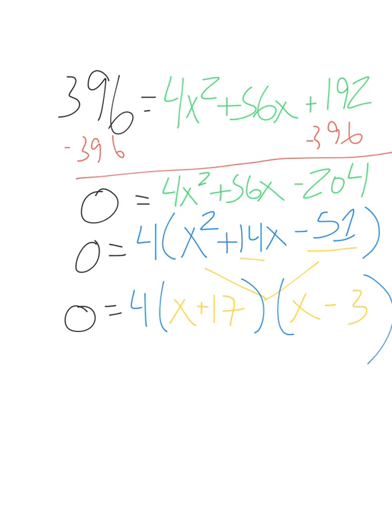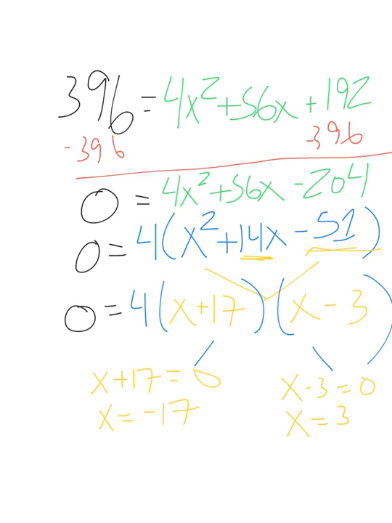Okay, negative 3 times 17 gives us negative 51. If we add it together, we get positive 14. So that's factored form. Once we have factored form, now we're taking each one of these binomials and setting each equal to 0. So we have x minus 3, and now we're solving. So our solutions are when x is negative 17 and when x is positive 3.